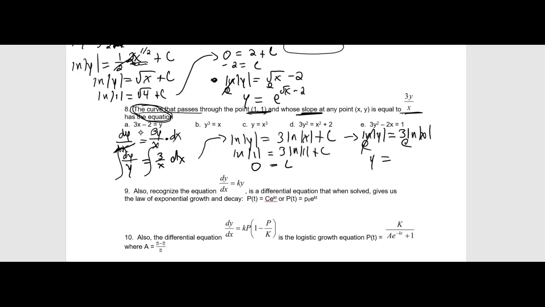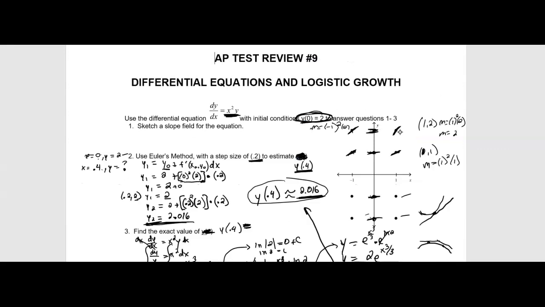That's going to cancel. But remember, that e and natural log cannot cancel yet. We would first need to take this 3 and make it the power of x, and then now they're going to cancel, and we're just left with y equals x cubed, which is c.